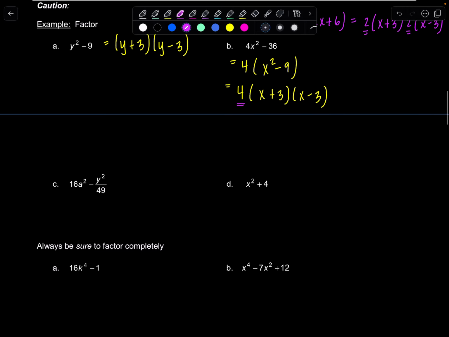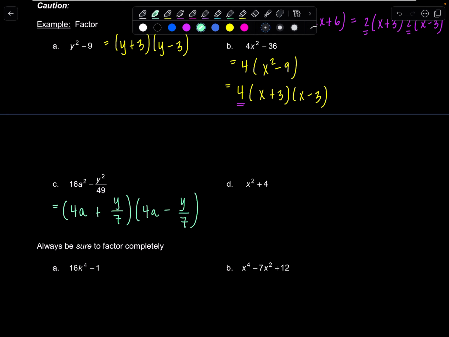Okay, next one. Looks a little scarier, but don't be intimidated. 16a squared minus y squared over 49. So square root of 16a squared would be 4a. Square root of y squared over 49 would be y over 7. So you have that twice. Once with a plus, once with a minus. And that's it.